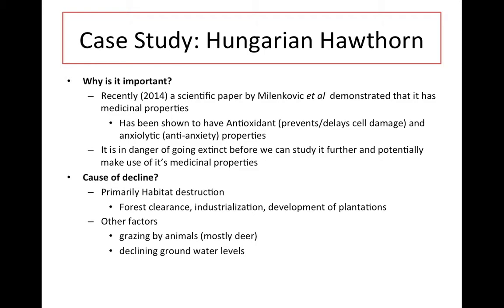And what's the cause of decline? Again, primarily habitat destruction, forest clearance, industrialisation, and the development of plantations. Other factors, of course, include grazing by animals and declining groundwater levels. This is another example of a potentially medicinal species going extinct or potentially having a massive genetic diversity loss before we've even begun to really discover what it's capable of.